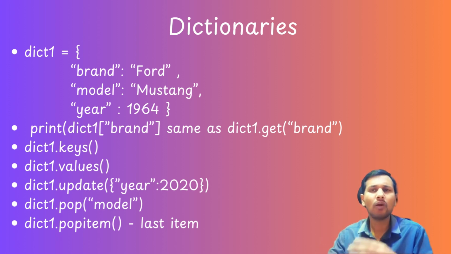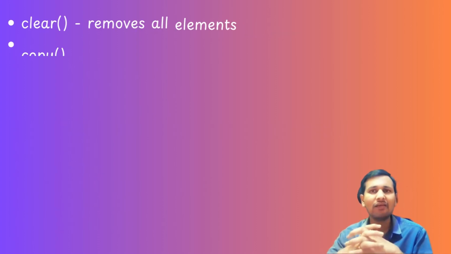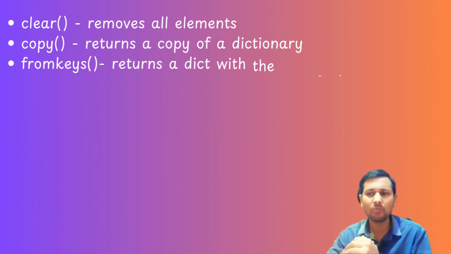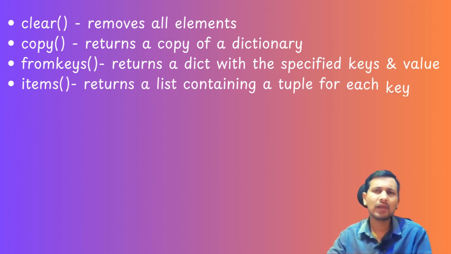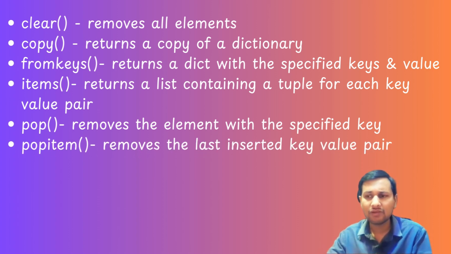So dictionary1.pop(model1) will pop that particular key-value pair. That will remove it from the dictionary. When we use dictionary1.popitem(), that will remove the last key-value pair. When you use clear, it removes all elements, and when we use copy, it returns a copy of the dictionary. Basically, as we have seen in the list data structure, similarly we can use copy to make a copy.